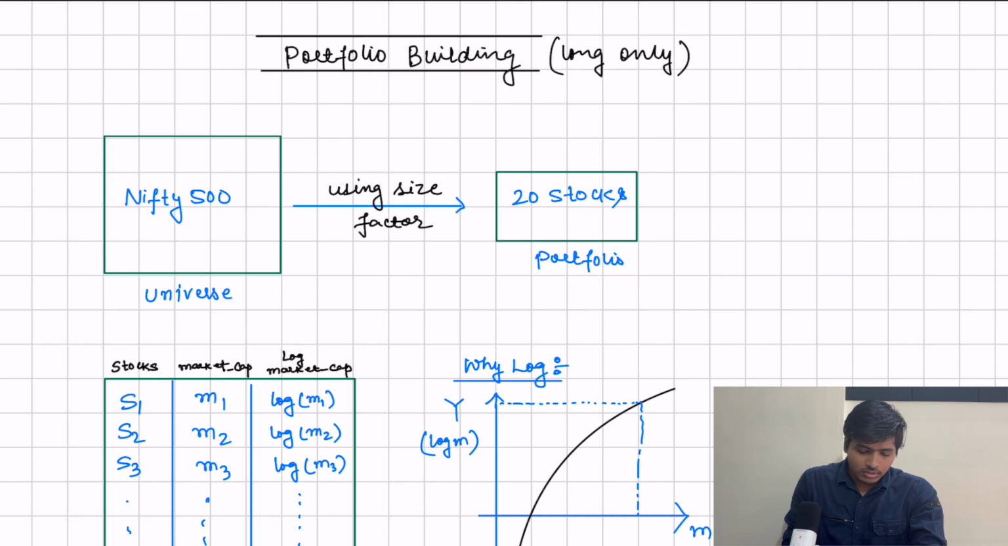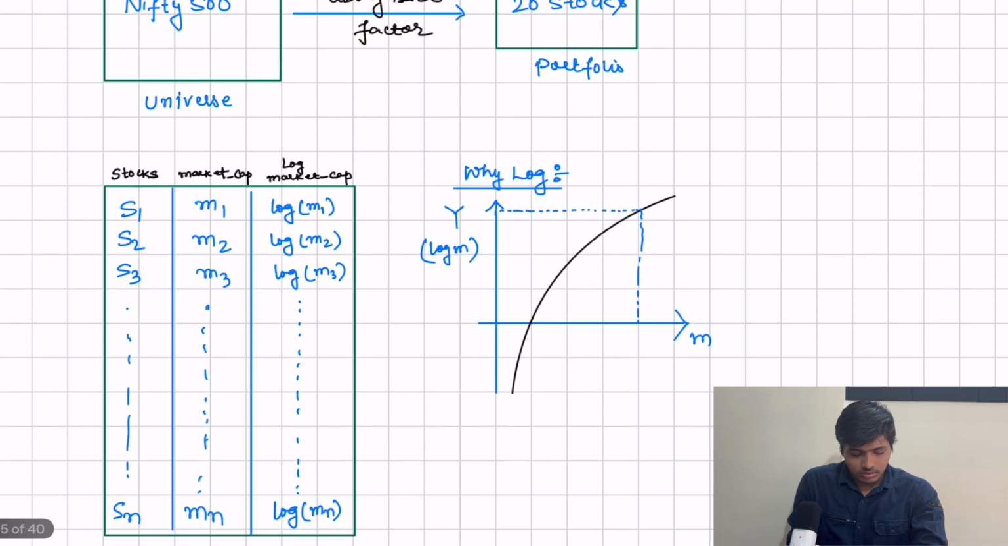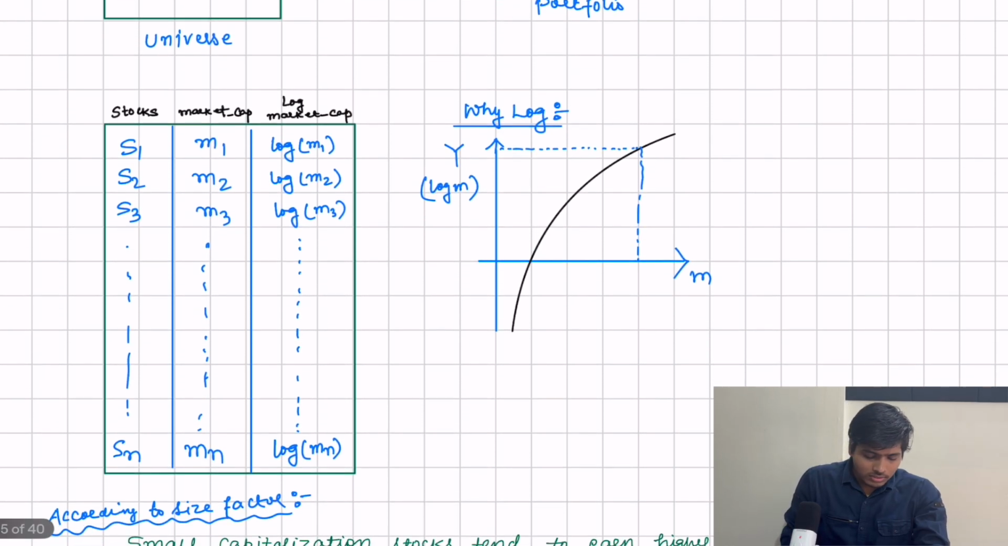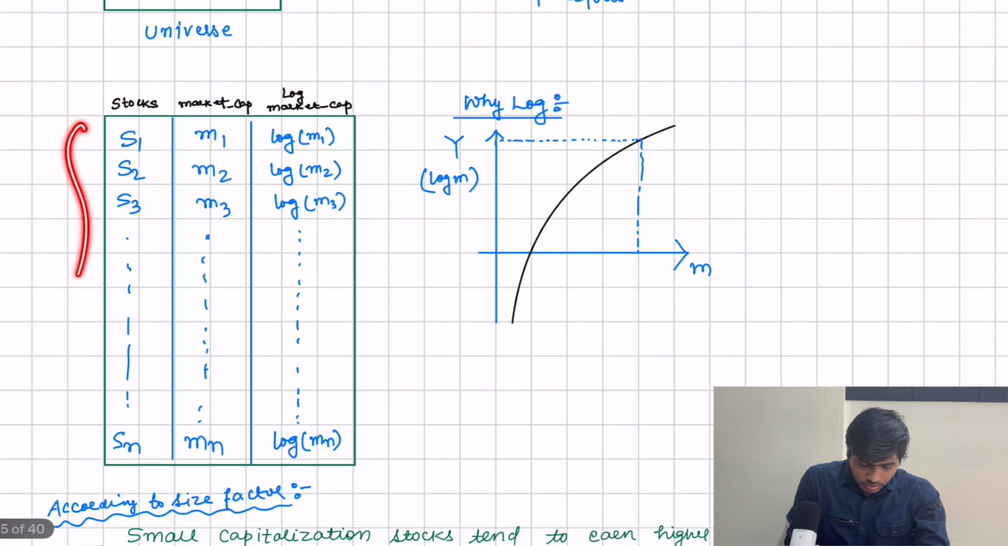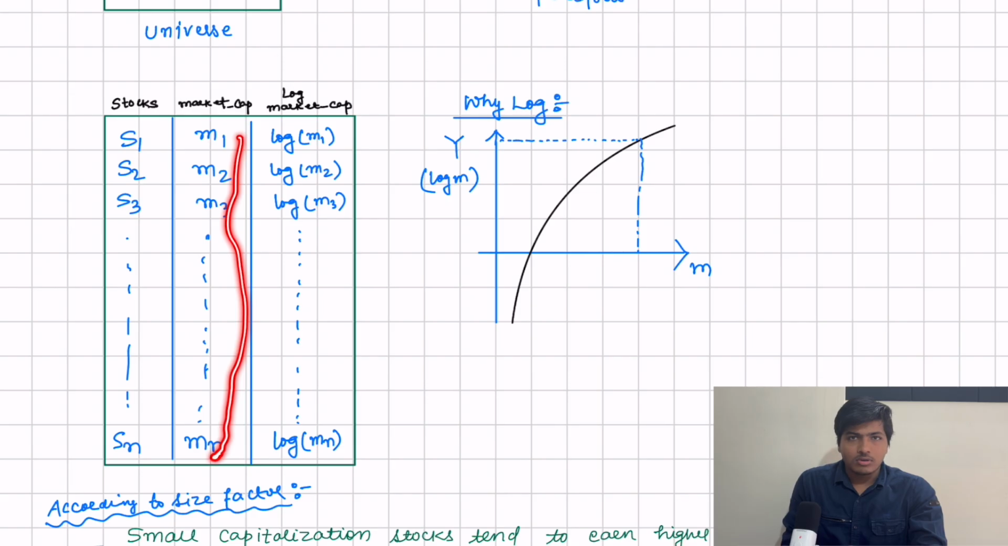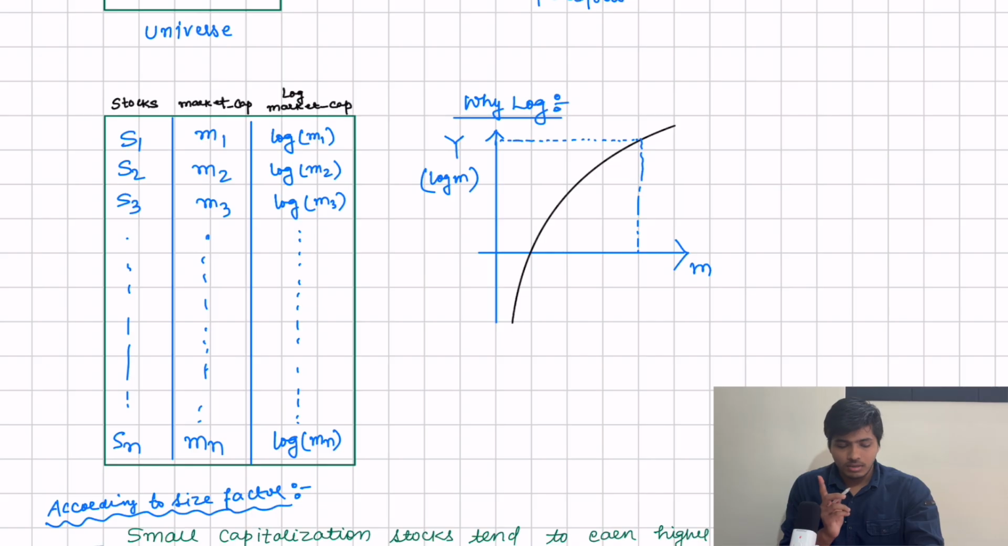Okay, and the style of selecting the stocks should be size factors. So similar to the past, we will take all the 500 stocks and then take the market capitalization of those stocks at that point of time, and then we will take log market cap. So log M1, log M2 to log M500, the log market capitalization of 500 companies.